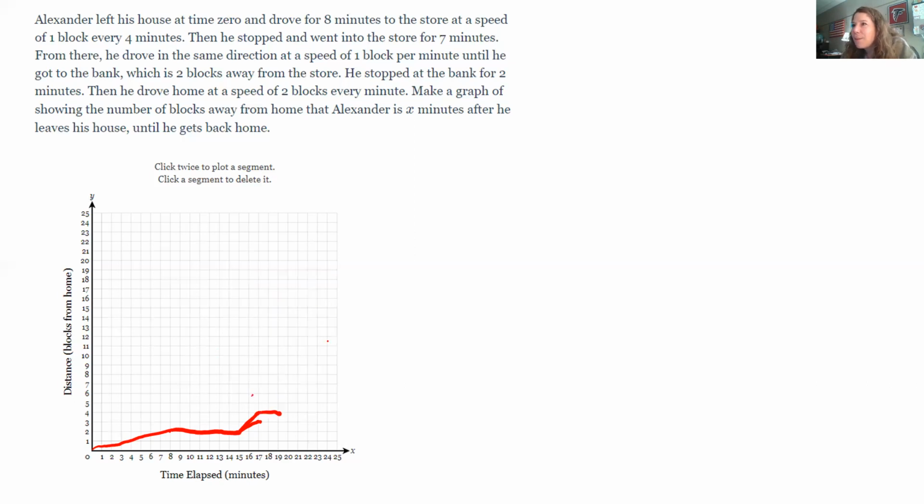All right, so then he drove home at a speed of 2 blocks every minute. So from here, he goes 1 right there, 2. So at 21 minutes, he gets back home. My lines are horrible and they don't look straight, so it's kind of hard to read. But just make sure your time, your minutes, and your blocks are matching each other, okay?